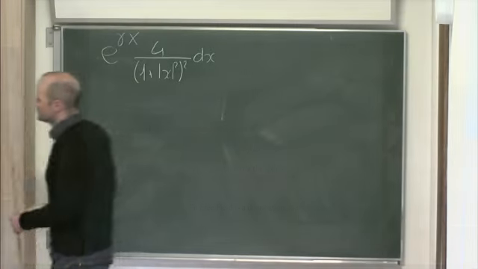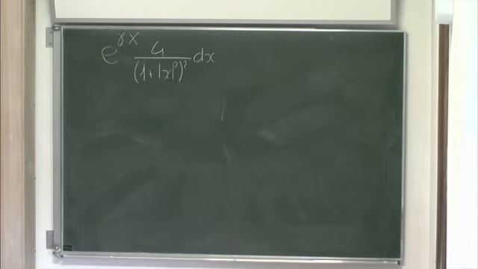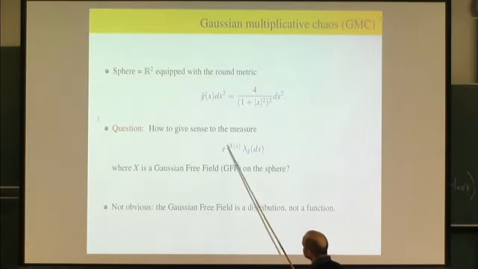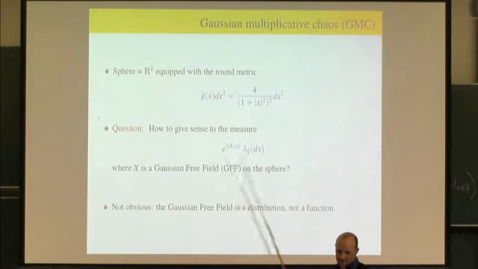Where Gx is just the Lebesgue measure on the plane. Well, this construction is not obvious because the Gaussian free field is not a well-defined function. This is just a distribution in the sense of Schwartz, and if you want to take the exponential of a distribution, it's not completely obvious. So constructing random measures of this type is one purpose of the theory of Gaussian multiplicative chaos.